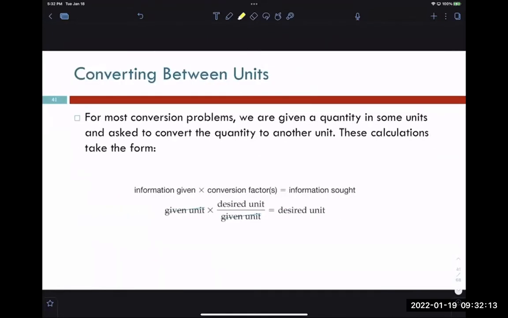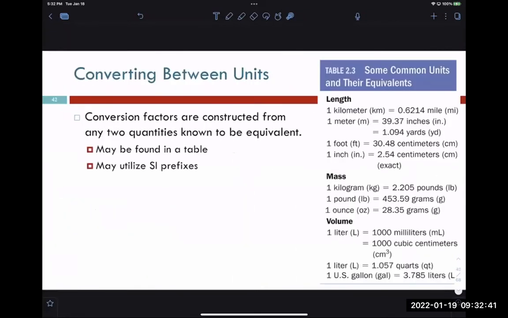So for most of our problems, you're going to be given a quantity and asked to convert the quantity into another set of units, right? Just like we did last week. So these will take the general form that you're given information, you multiply by one or more conversion factors. Most of the ones from last week were multiple. And that will result in the information that you're looking for. Right, and so we can cancel these out to get our desired units.